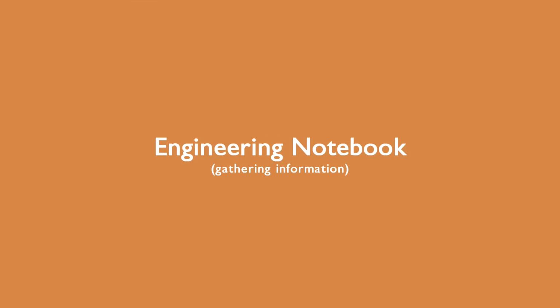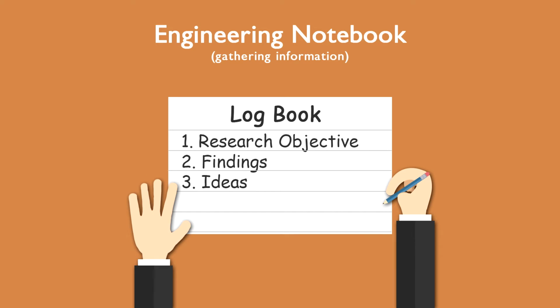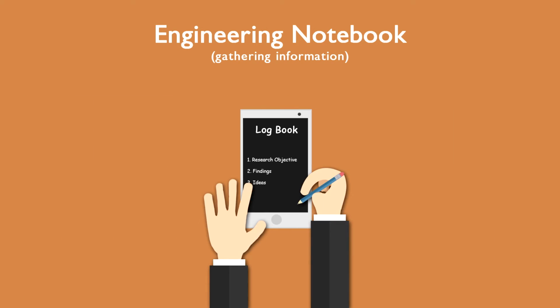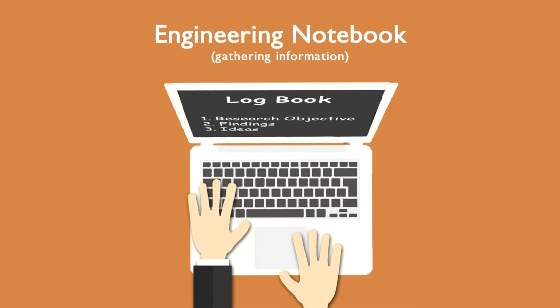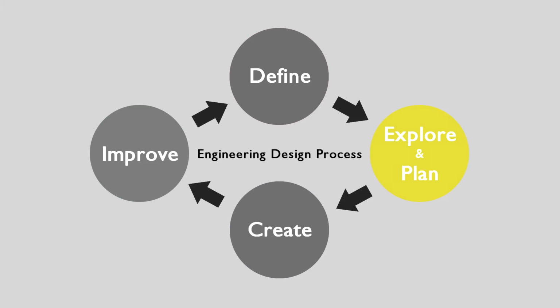Be like an engineer, and systematically note down your research findings and design ideas in a logbook. Alternatively, you can keep the record on your smartphone, tablet, or PC. Make sure that it is stored safely and organized neatly for future reference. This record is called an engineering notebook. After you have come up with a plan, it is time to move on to the next step, which is to create, or in our case to build a robot.